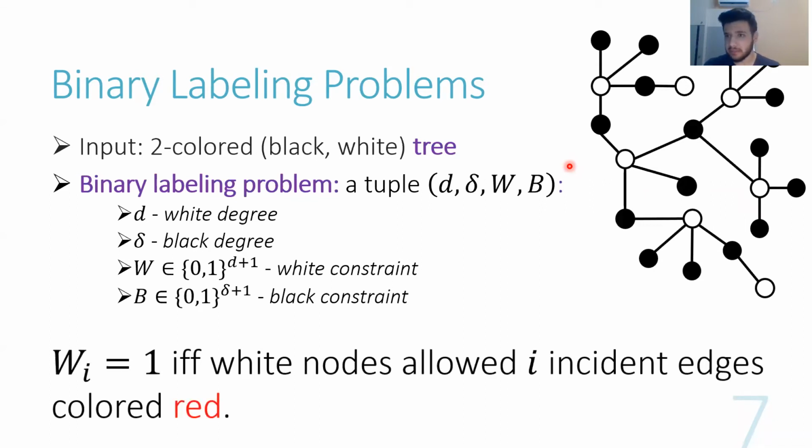And intuitively, and actually formally as well, the constraints are going to affect the problem as follows. We are going to have that Wi equals 1 if and only if the white nodes are allowed to have exactly i incident edges that are colored red, and similarly for Bi. So let us take some example of such a problem to understand it better.